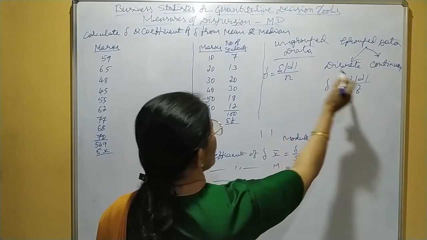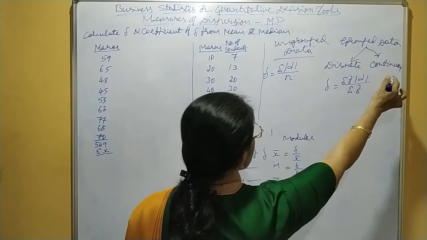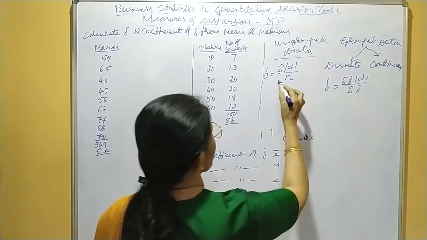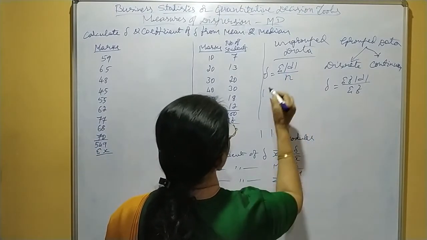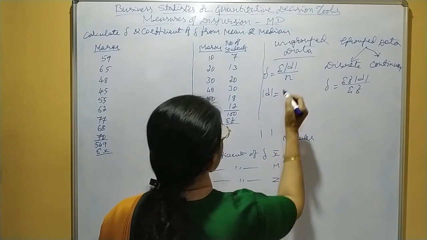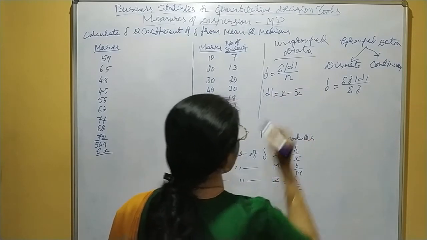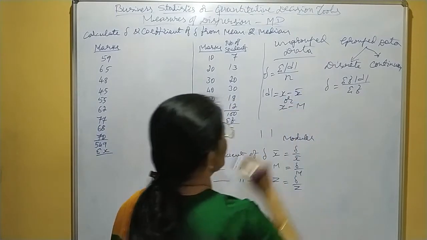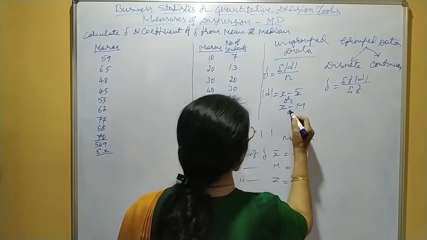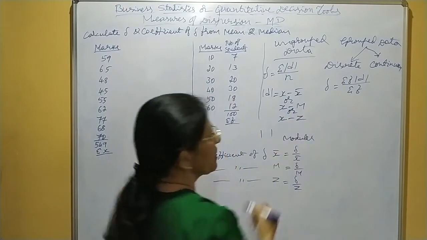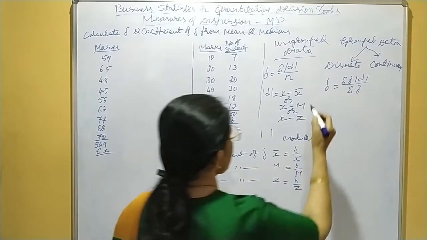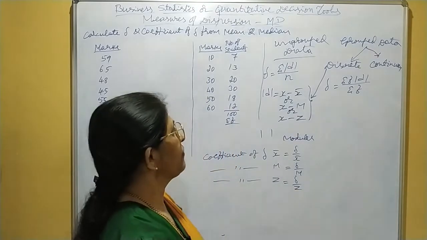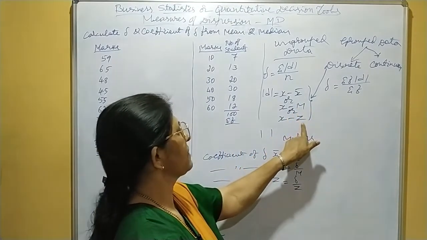Now, for both discrete series and continuous series, the formula to calculate mean deviation is the same. Here we come across modulus d. In case of modulus d, if mean deviation is from mean, then it is x minus x bar. If mean deviation is from median, x minus median. If mean deviation is from mode, x minus z. Okay. Then even in case of discrete series, it is the same. The difference is in calculating x bar, M and z.